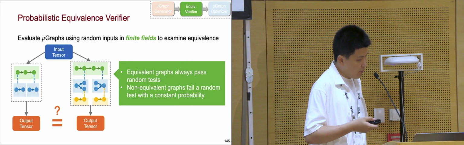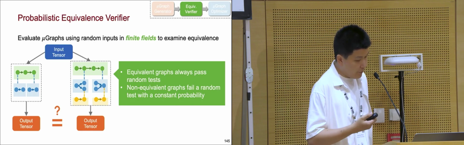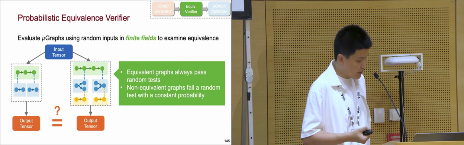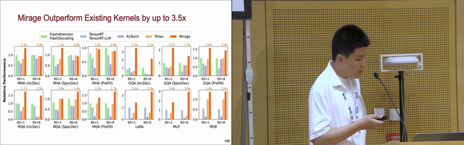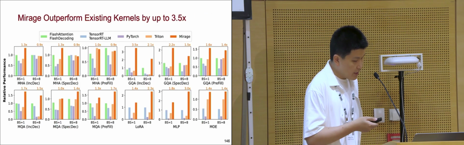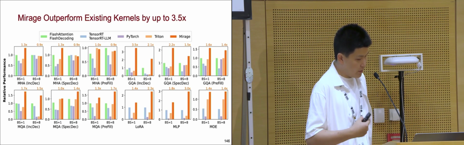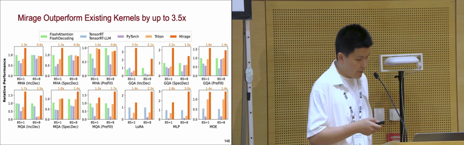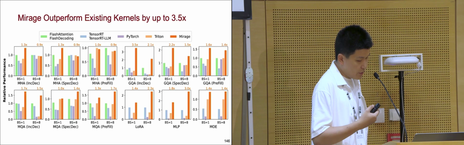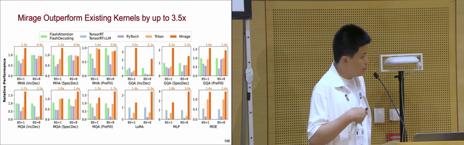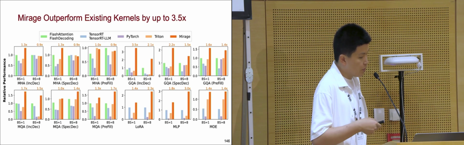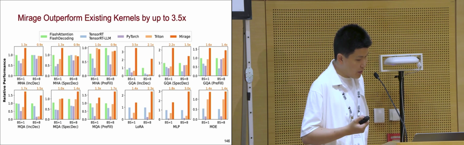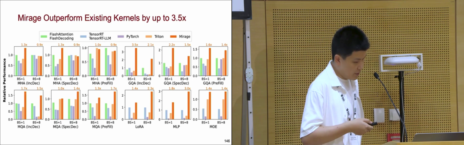The next part is the verifier, which means Mirage needs to verify whether each discovered mu graph is functionally equivalent to the input program. So here we use a probabilistic equivalence verifier that will perform random tests over finite fields to examine the equivalence between mu graphs. For example, Mirage will generate randomly initialized input tensors and send them to both mu graphs in this figure, and it will check whether these two mu graphs produce identical output tensors.